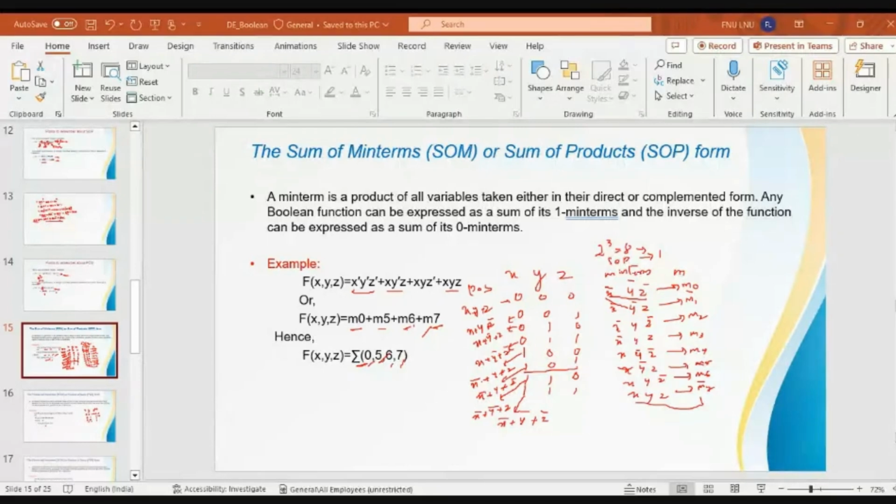Yes, this concept is clear. How we are taking the minterms, maxterms? Yes. Umar and Tagore.